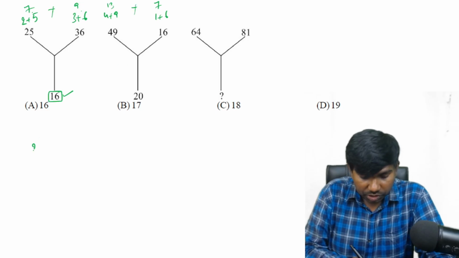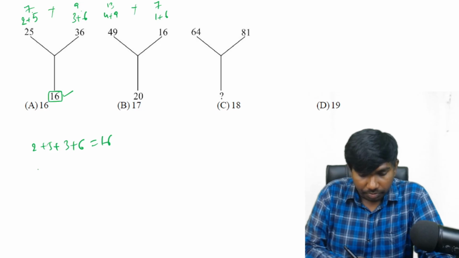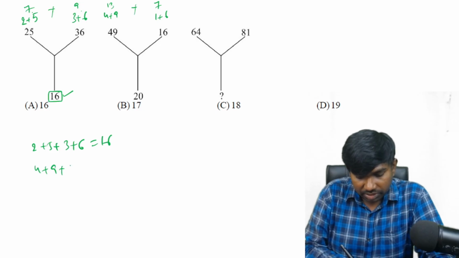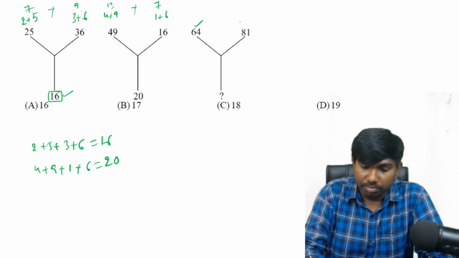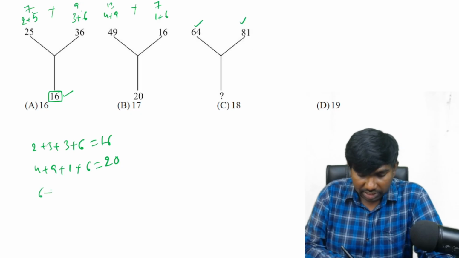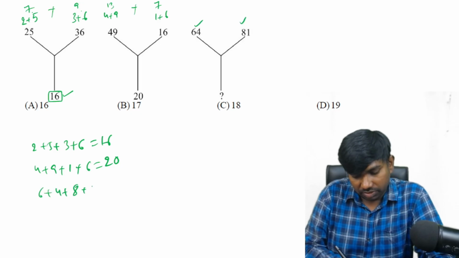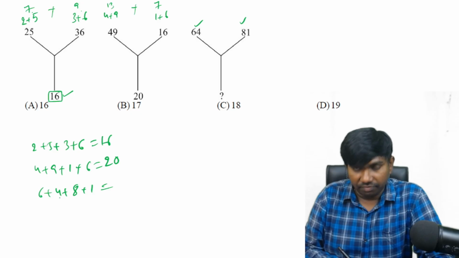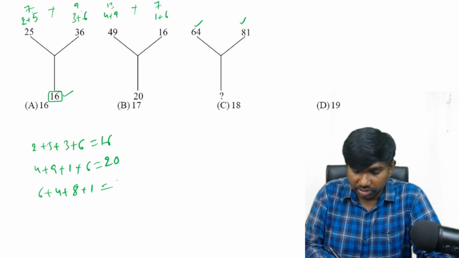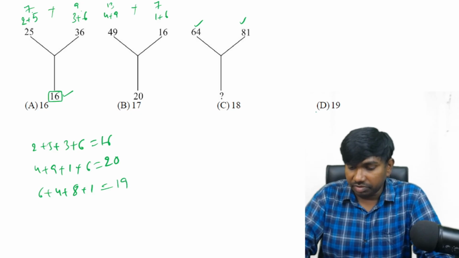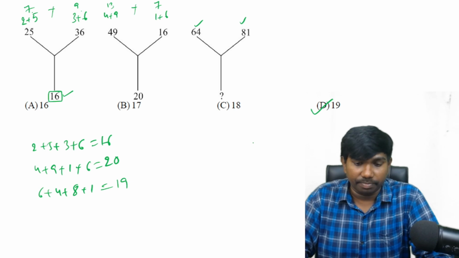So the logic is 2 plus 5 plus 3 plus 6 equals 16, and 4 plus 9 plus 1 plus 6 equals 20. In the same way, do the same operation here also: 6 plus 4 plus 8 plus 1 is 6 plus 4, 10, plus 8 plus 1, which is 19. So 19 is our answer, which is option D.